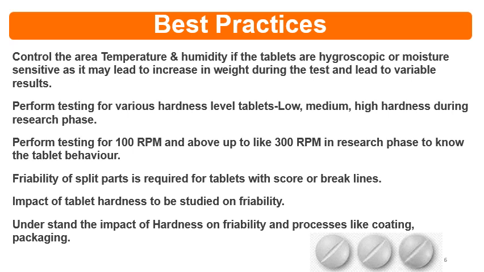If the tablets are passing at 300 rpm or 400 rpm or 500 rpm, that means there are high chances of passing the formulation in the production run at 100 rpm. Friability of split parts is required for tablets with score or break lines. If your tablet is scored, then split the tablet by mechanical means like use of a splitter, and also manually, and then perform the friability of the split parts because it is a requirement.